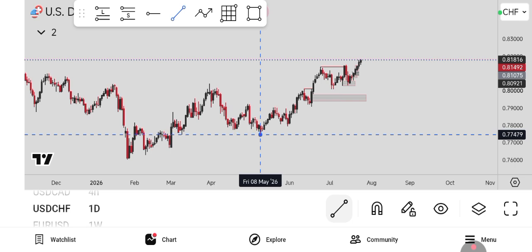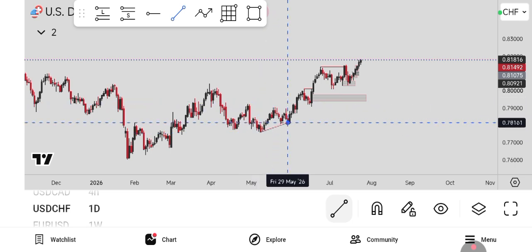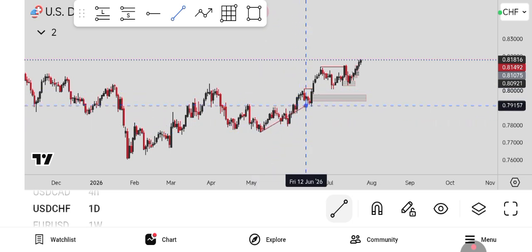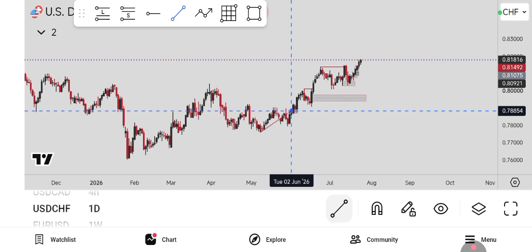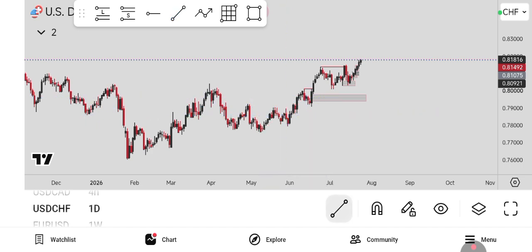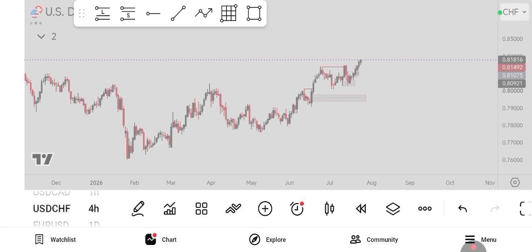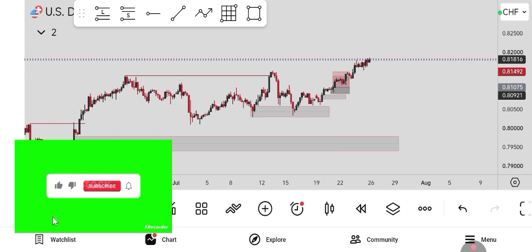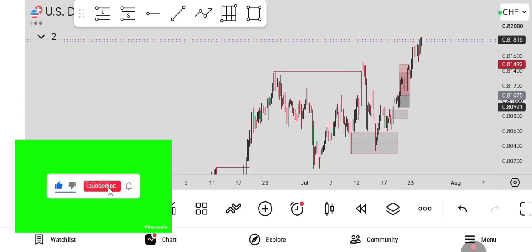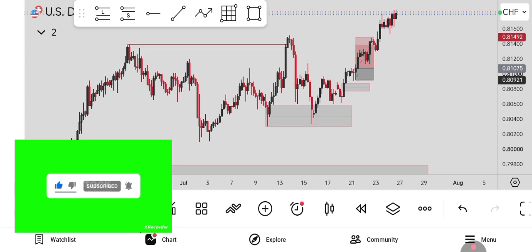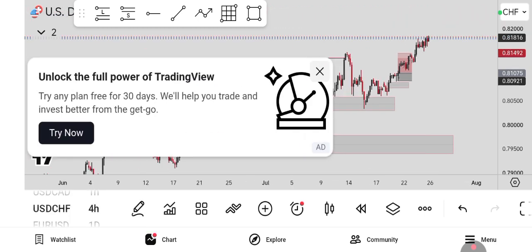As you can see, this is a low, this is a high, this is a low, this is a high, this is another low. This is my trend already. So we are bullish. Now after that, we'll go down to our 4-hour time frame. On the 4-hour time frame, this is where I want to mark out a new structure.